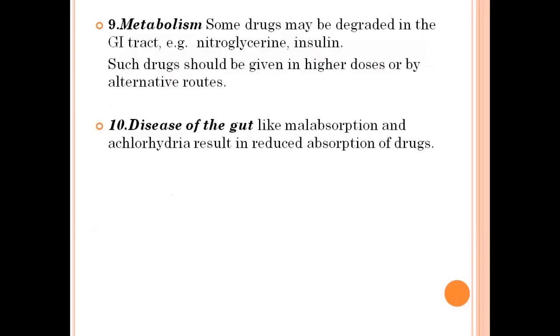Next, metabolism. Some drugs may be degraded in the GI tract, example, nitroglycerin and insulin. Such drugs should be given in higher doses or by alternative routes. And finally, diseases of the gut like malabsorption and achlorhydria result in reduced absorption of the drugs. So we have seen the 10 things which affect the absorption of the drug. This is very, very important.